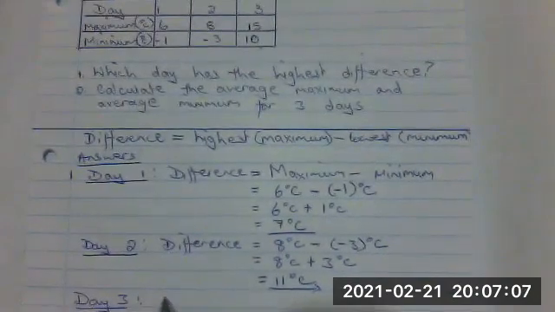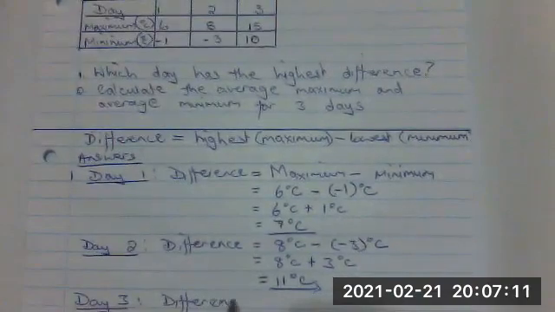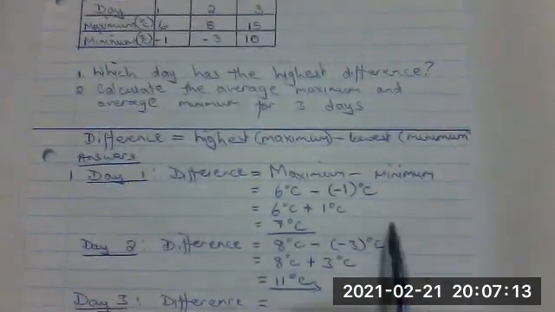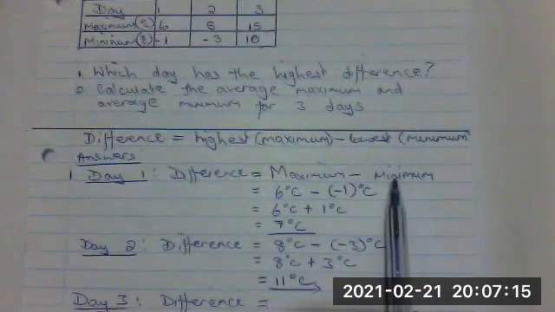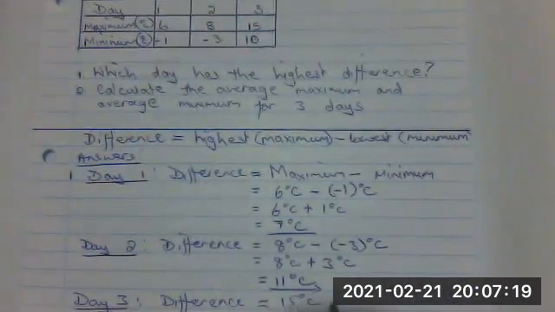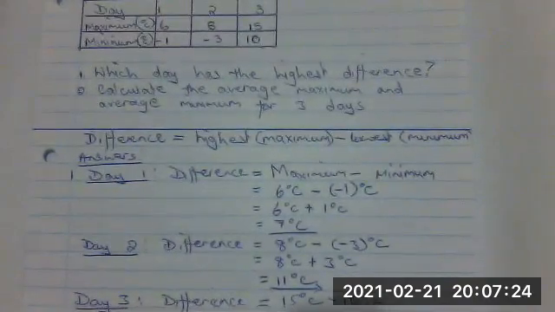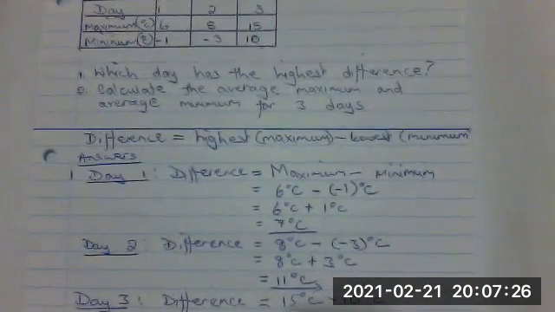Day 3, again, the difference is equal to, by definition, maximum minus minimum, which means it is equal to 15 degrees Celsius minus 10 degrees Celsius. This one is equal to 5 degrees Celsius.